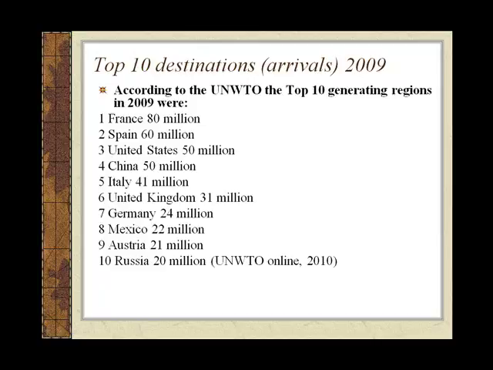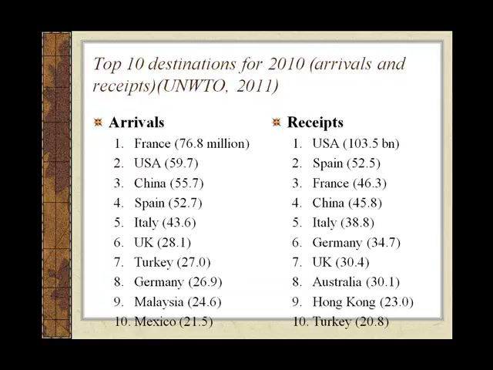And now I will show you the top 10 destinations for 2010, and you can see quite a few changes. Now, before I start, there is a difference between arrivals and receipts. Arrivals deals with people, and receipts deals with money coming into a destination. So how much does a destination get from people traveling there? So it doesn't mean that just because you're number one in arrivals that you're number one in receipts.